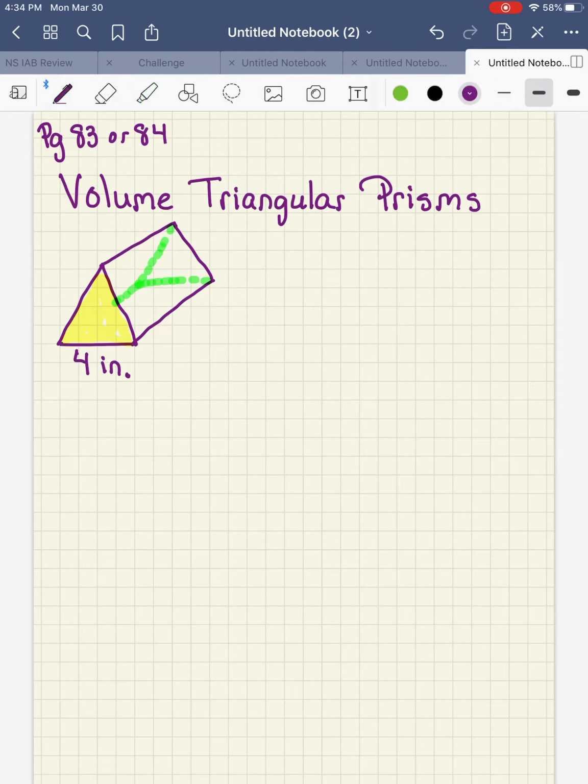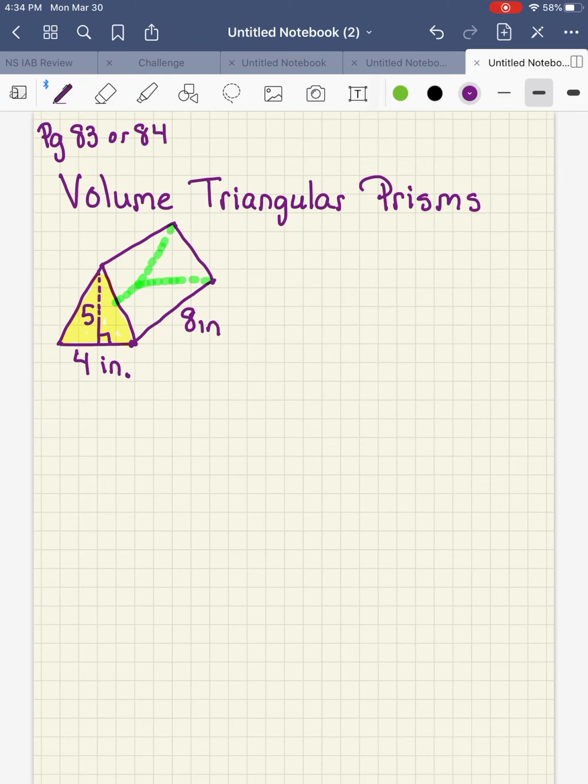Okay, so here's our triangle in the front. Now we need some more measurements. We need to know how far it is from the front to the back, and we're going to say that that's 8. And then since we're finding the area of a triangle, we need to know the height. That's a dotted line. There's our little right angle square. And the height of this triangle is going to be 5.